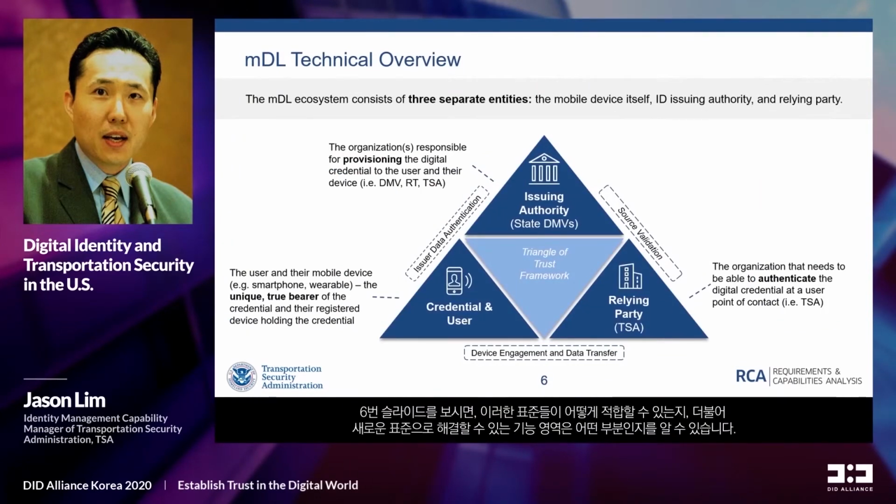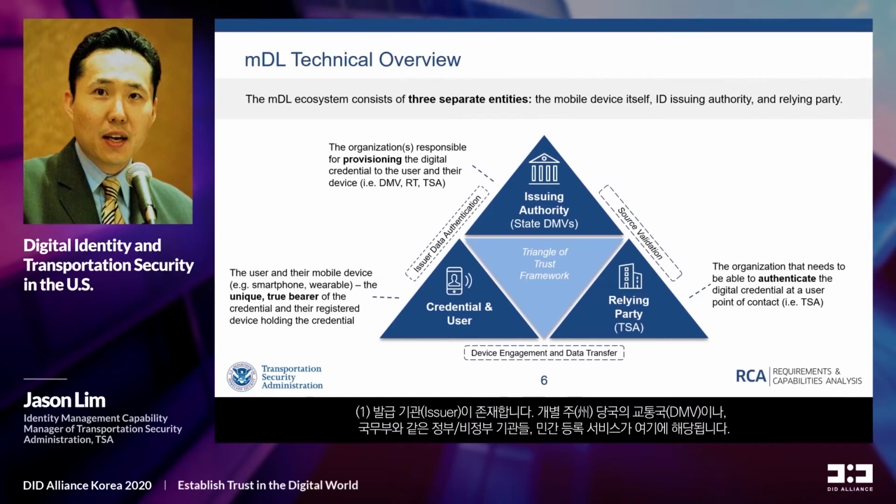Slide 6 shows how these standards may fit, and what aspects of these functional areas can be addressed by these emerging standards. This is what we call the framework of the triangle of trust ecosystem for a digital identity. It explains how the key players are bound together via open standards to create trust in the digital identity.